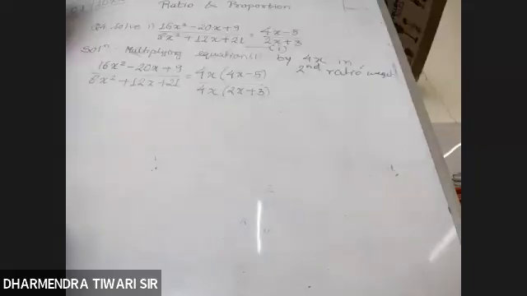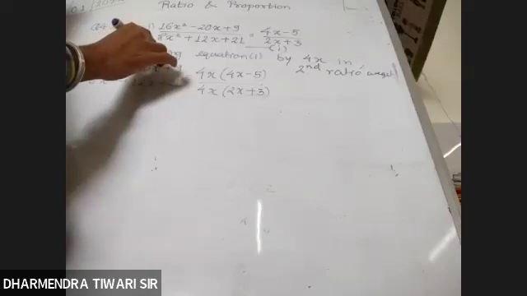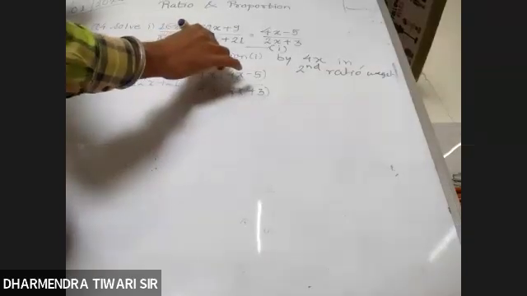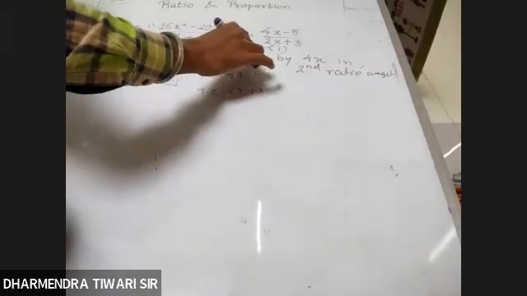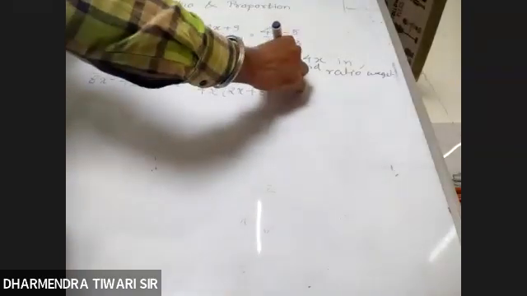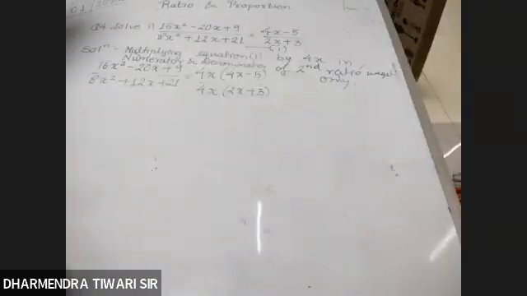we'll be writing only multiplying, so only we can multiply, we cannot divide. So in numerator and denominator we should write, and denominator, of second ratio only, like this. Multiply equation 1 by 4x in numerator and denominator of second ratio only, we get.